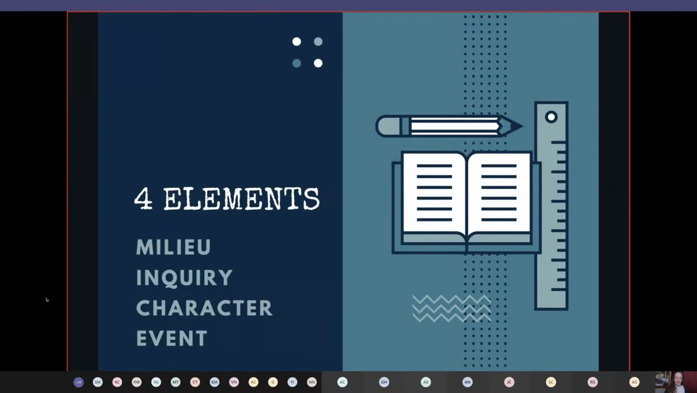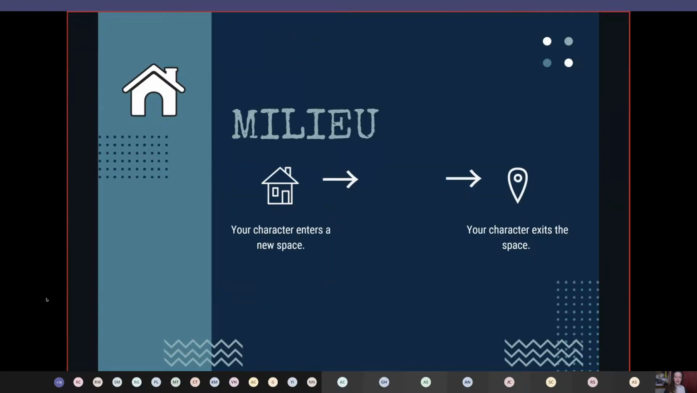Stories are made of 4 elements, mixed in different proportions: milieu, inquiries, characters, and events. These elements can help determine where a story starts and stops and the kinds of conflicts your characters face. Milieu stories are driven by place. These stories begin when a character enters a place and end when they exit it. So things like Gulliver's Travels, Around the World in 80 Days are classic examples.